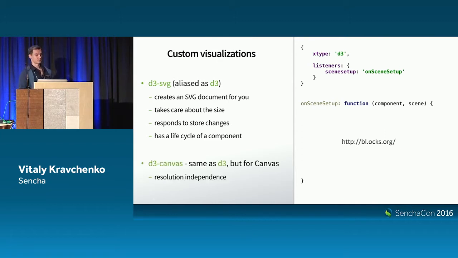Canvas does the same thing, but for the canvas element. It additionally provides support for resolution independence. So, for example, you don't have to make your canvas twice the size, then shrink it down again with CSS, and then render everything twice the size by calling canvas context methods with a factor of 2 or something. This is all transparent, and this is done automatically for you. So let's take a look at a few custom visualizations that we have in our kitchen sink.